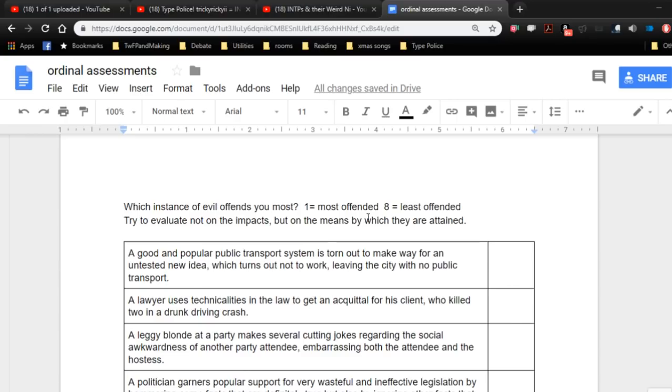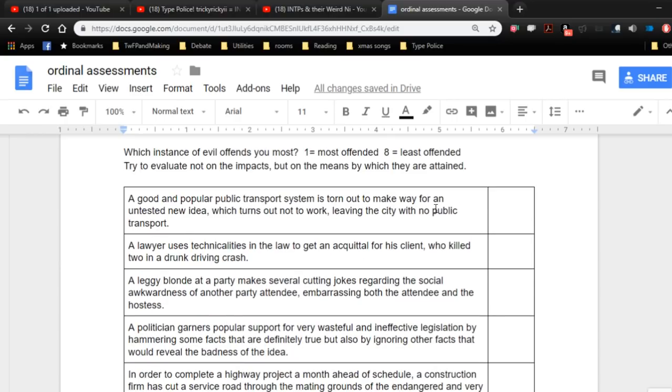And then, which instance of evil offends you most? 1 equals most offended, 8 equals least offended. Try to evaluate not on the impacts but on the means by which they are attained. So you might say, well, in this first example, the whole city has no public transportation. That affects the most people. Don't calculate your offense response based on that, but instead the reason why the bad thing happened. Which reason why the bad thing happened is most offensive to you.